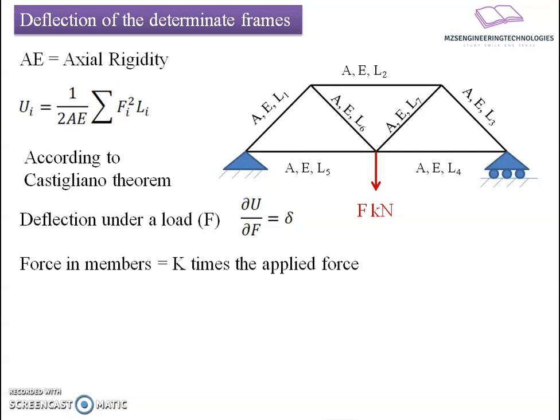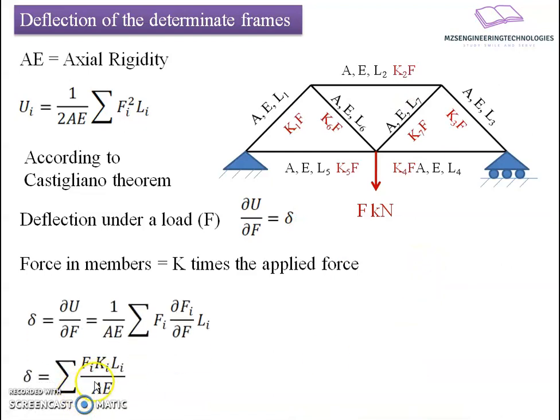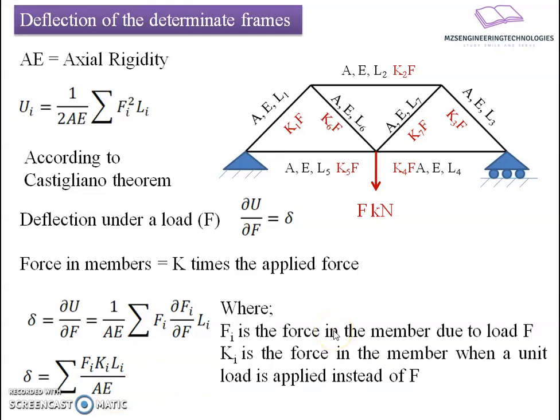This concept was utilized to find the deflection in trusses, where we consider truss members to be axially loaded members having a gradual loading system over them, and based on that we came to a relationship: delta equals summation of Fi Ki Li divided by AE, where Fi is the force in the member due to applied load F, Ki is the force in the member due to a unit load applied instead of the applied force F, Li is the member length, and AE is the axial rigidity. Let us solve some numericals based on this concept.